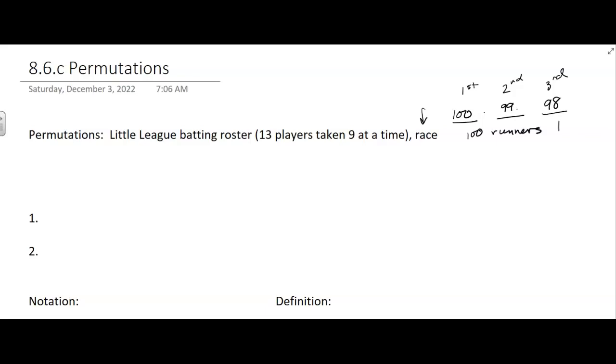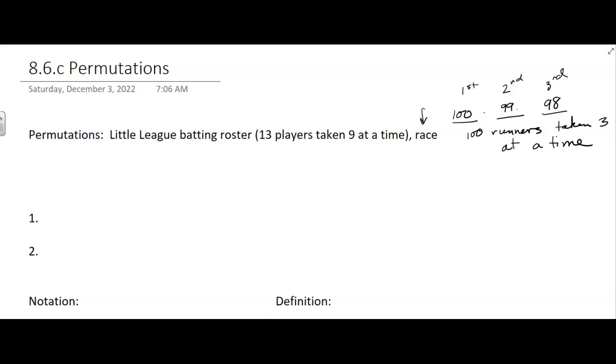And we say, I'm sorry, got a little mistake here, taken 3 at a time. Okay. So we're just interested in how many ways we can do the first, second, third place, okay? And you'd multiply those together. I'm not going to do it, but you can do that.